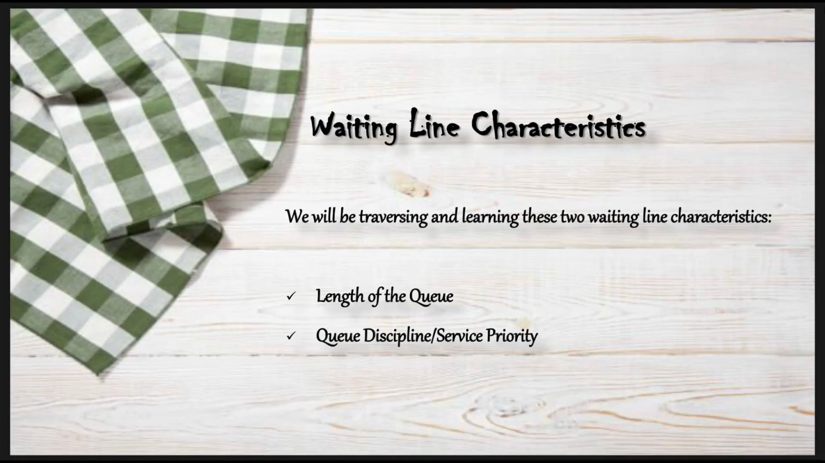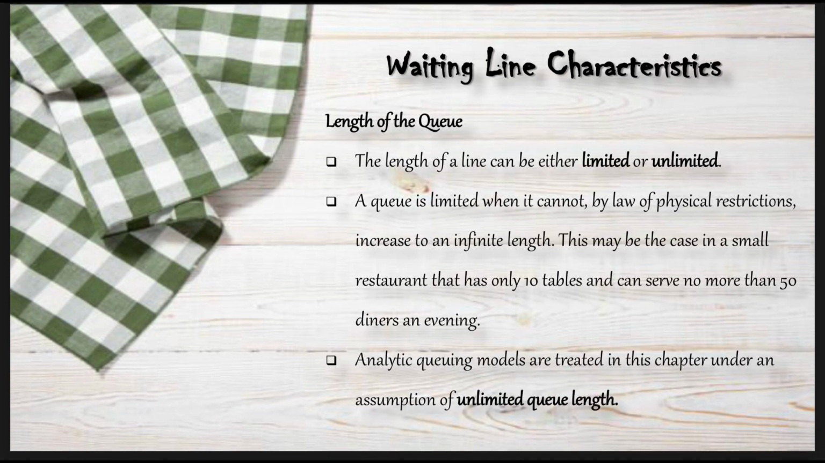So right now, let's proceed. So, waiting line characteristics. In this topic, we will be traversing and learning these two waiting line characteristics. The first one is the length of the queue, and the second one is the queue discipline or service priority. The length of the queue, as I discussed earlier, if you listened, the length of a line can be either limited or unlimited, where the limited one is the finite, and the unlimited one is the infinite.